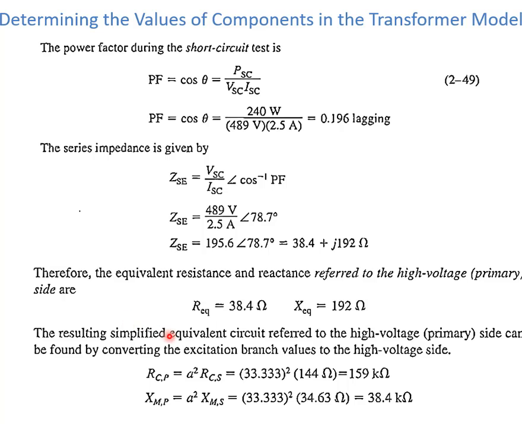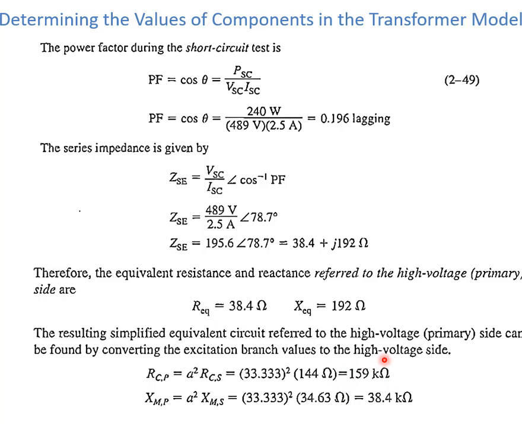So the resulting simplified equivalent circuit referred to the high voltage primary side can be found by converting the excitation branch values to the high voltage side. Because they are referred to the low voltage side, they are RC and XM. Now we can transform them to the high voltage side, so we have to multiply them with a squared. So there will be 159 kilo ohm and 38.4 kilo ohm.